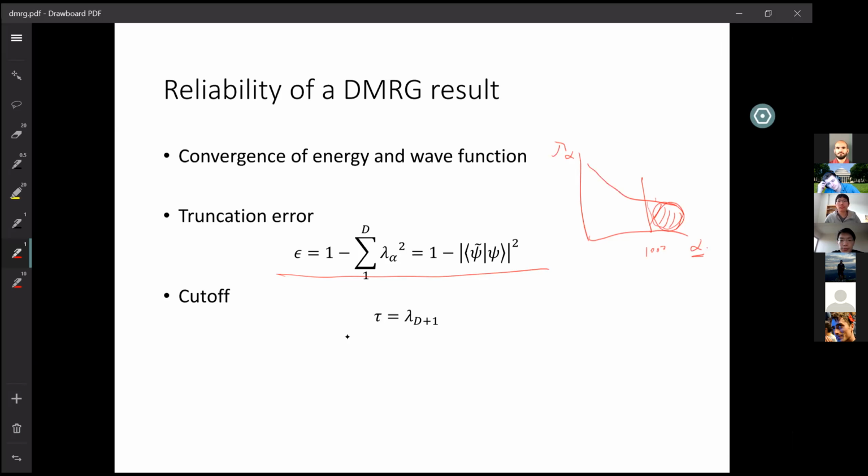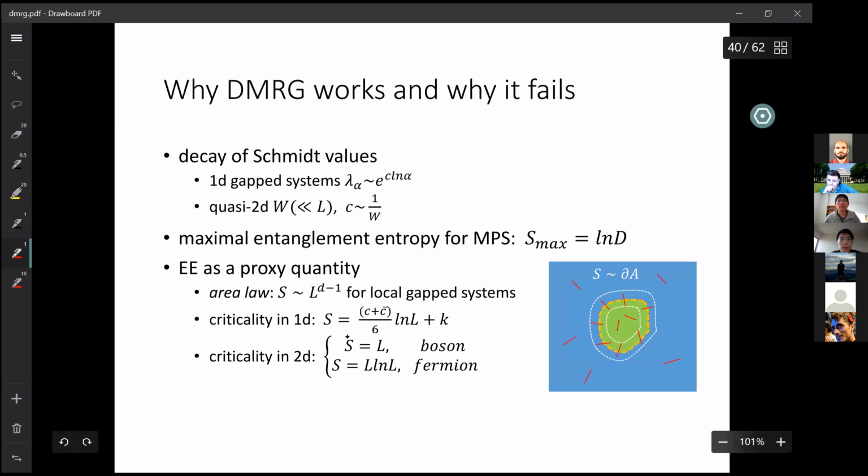And the other criterion is called cutoff, which is basically given by the largest Schmidt value that you are discarding. Usually I think 10 to the minus 8 will be a reasonable cutoff. That's acceptable.